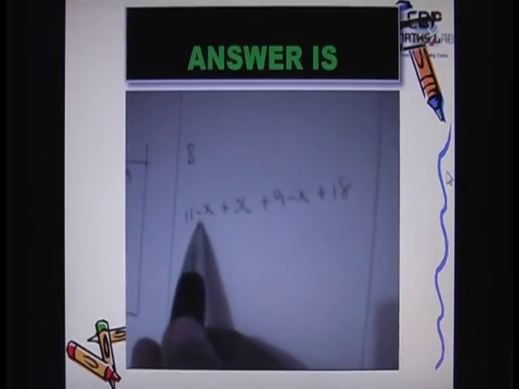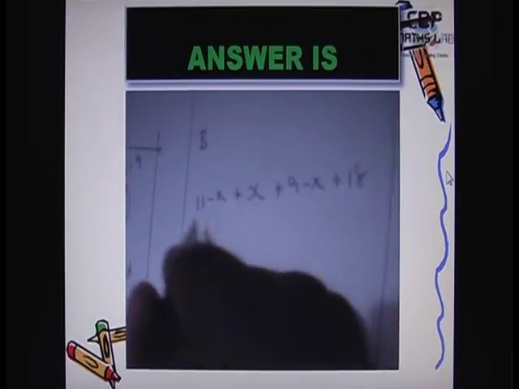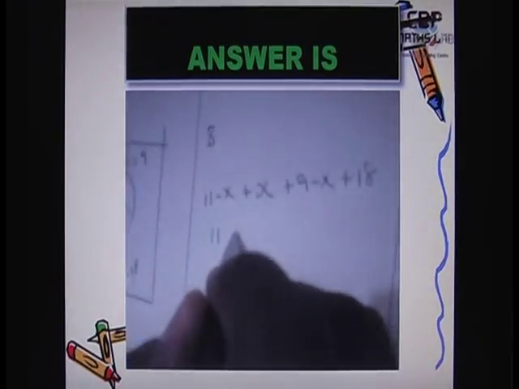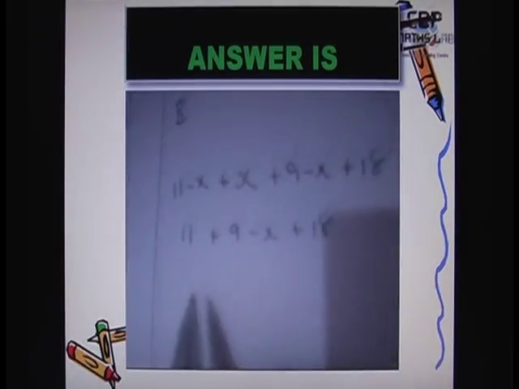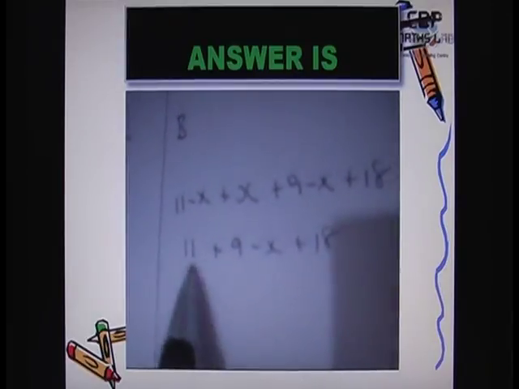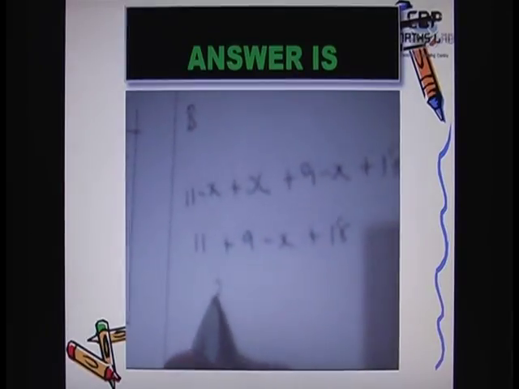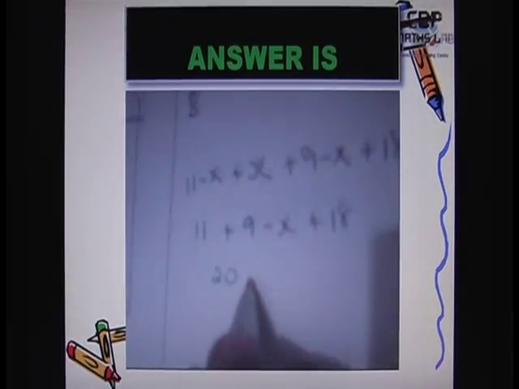Nothing at all, because you have to give back what you have gained. So minus X plus X is what? 0. So we have 11 then, plus 9, minus X, plus 18. That's our second step. Now we can add 11 plus 9. This is what? 20. Good? Minus X plus what? 18.